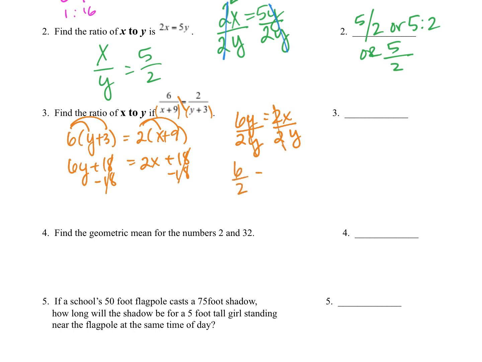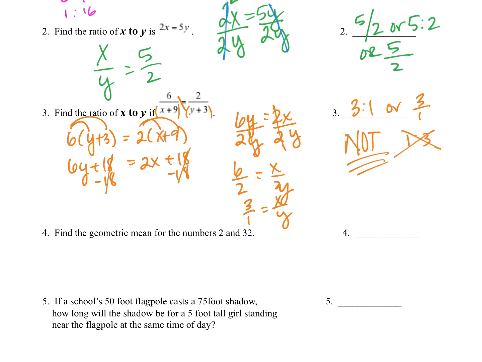6 to 2 equals x to y. But again, I can't leave it as 6 over 2. That's really 3 to 1. So remember, I want to make sure I keep that 1. So it's 3 to 1, not 1 to 3. That is not correct. Okay, so x to y is 3 to 1, not 1 to 3.